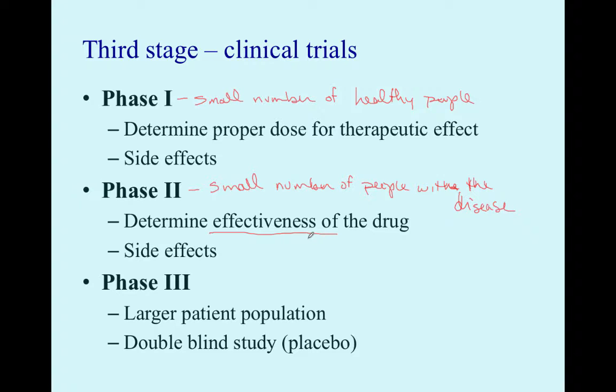And in phase 2, you're going to look at whether the drug is effective in that population, which would be your target population, and again, determine any side effects, positive or negative. Then if it passes that phase 2, you're going to head into phase 3.